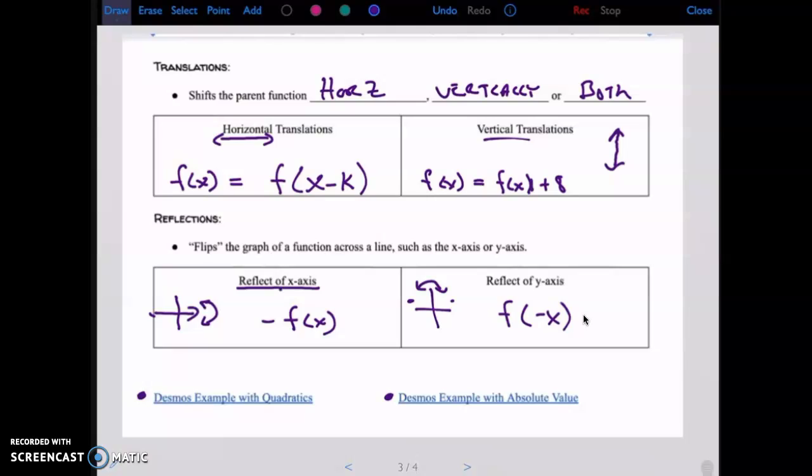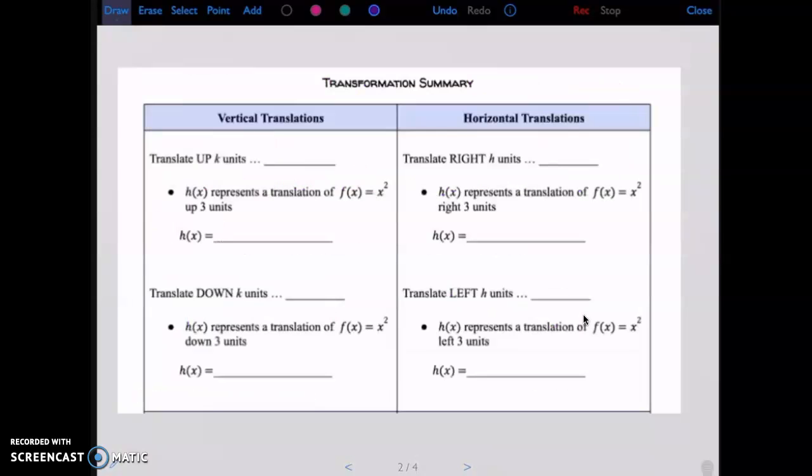So use these sliders. Take a second, pause the video if you haven't done this. Use the sliders to see how that moves things around a little bit. All right, so hopefully you've done the slider thing. Let's just kind of recap a little bit. Translate up k units. So if I had something like this, h of x represents f of x. So here's our parent function. We want to go up 3 units.